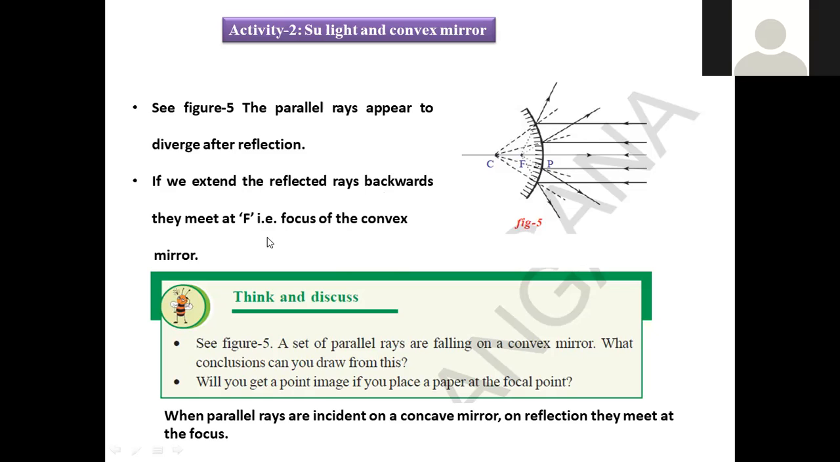So this is about 10th class chemistry and physics, unit 1, series 2, where we discussed sunlight and concave lens, sunlight and convex lens.